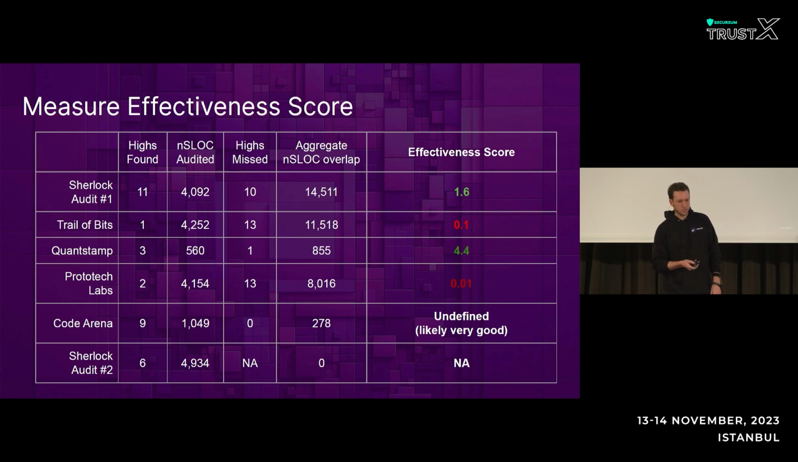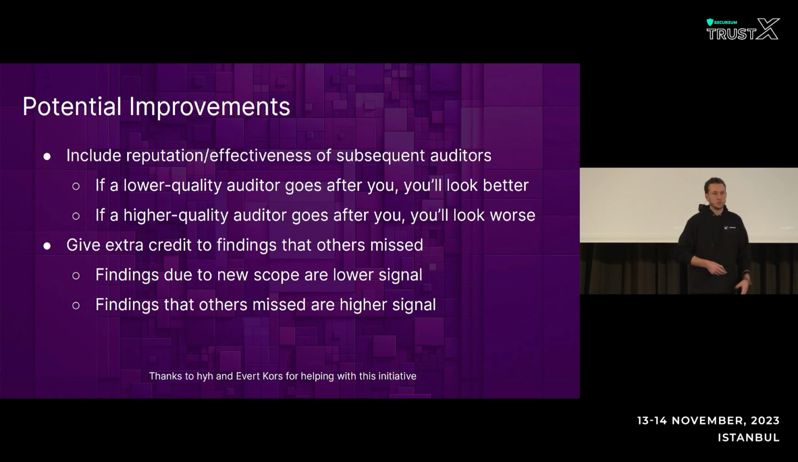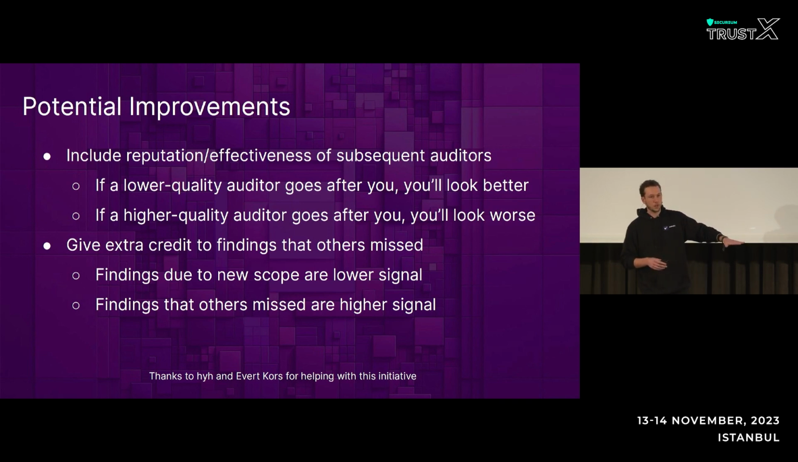And I guess to move on to potential improvements to how to evaluate different auditors, different audits across commit hashes, I think one way to improve it would be including the reputation and effectiveness of subsequent auditors. So if a lower quality auditor goes after you, they're not going to find as many vulnerabilities, and it's going to make you look better. If a higher quality auditor goes after you, maybe they find a ton of vulnerabilities because they're very good, and then it's going to make you look worse if you audited right before them. So that's something that probably should be taken into account.